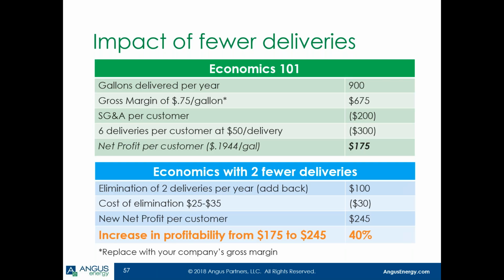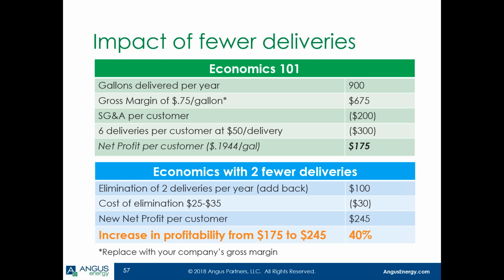Economics 101, right? You have gallons delivered per year, an example, 900. Somebody has a 75-gallon tank, you would be at $675 in profit. Standard fixed SG&A cost per customer is around 200. That's a study done by many different companies in our industry. If 6 deliveries cost you 50, and I really should update this, we're seeing more in the $60 range, as I said to you, you would end up making about 175.